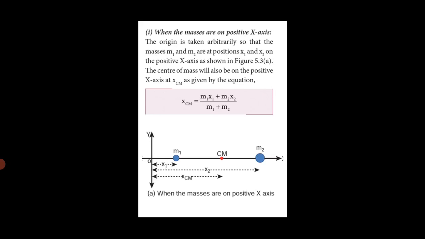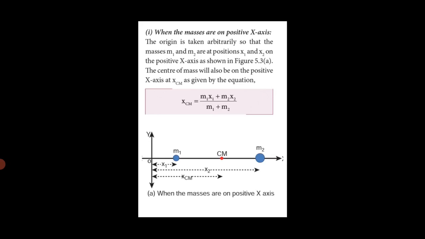We know this equation already, because for the distribution of masses we took the summation of mi xi divided by the summation of mi. The same thing applies here, but for the two-mass case it becomes xcm equals m1 x1 plus m2 x2, divided by m1 plus m2. This diagram is also given here, showing how the masses are on the positive x-axis. The red point denotes the center of mass, like the midpoint of the two things.